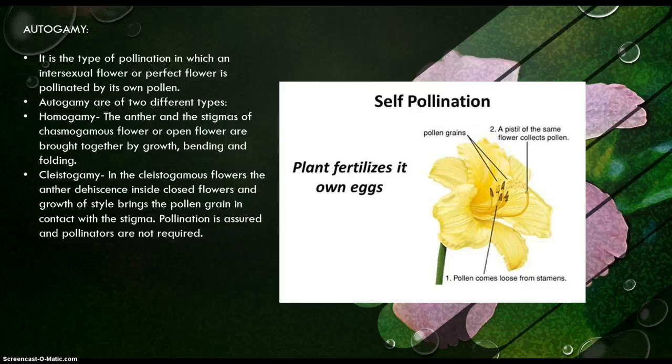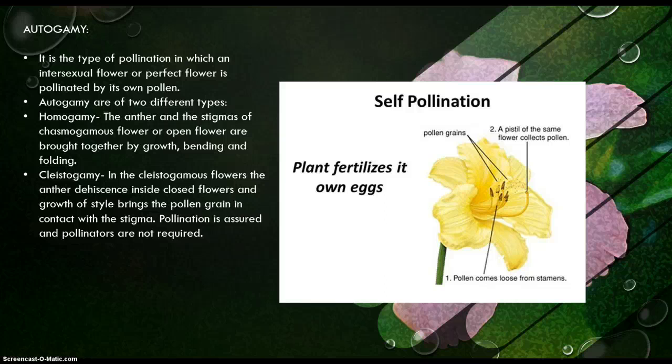So in case of these open flowers, they bend their structures, they grow their structures, they fold their structures in such a pattern that the stigma and the anther come in close proximity, and the transfer of the pollen grains is much easier in that case.